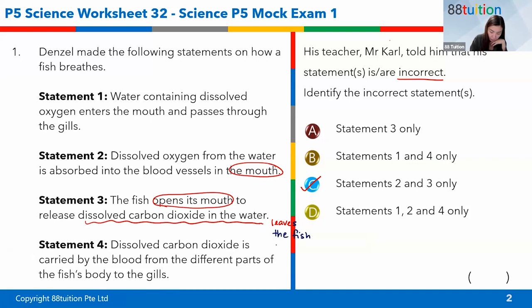Via means through the gill covers at the side.